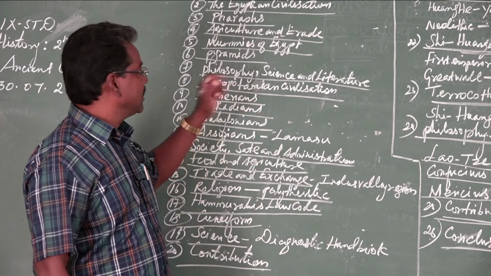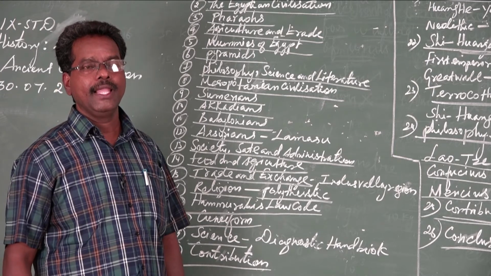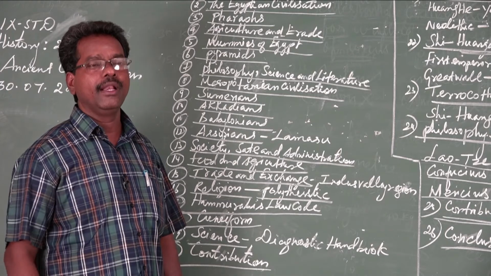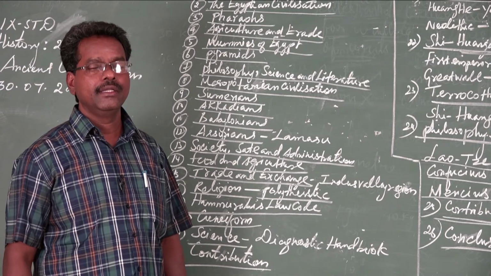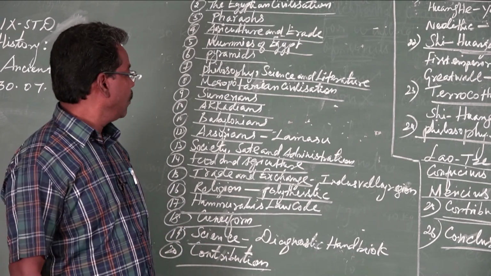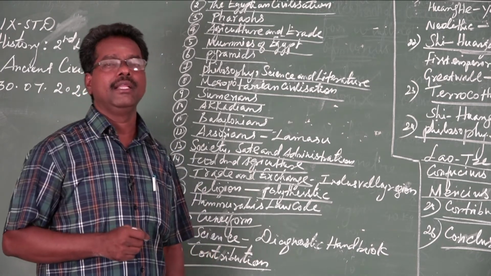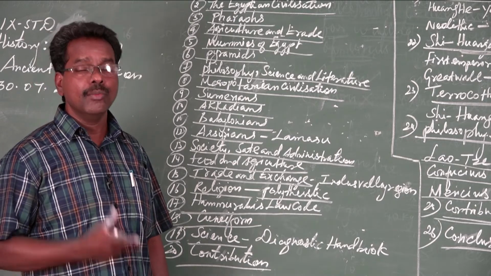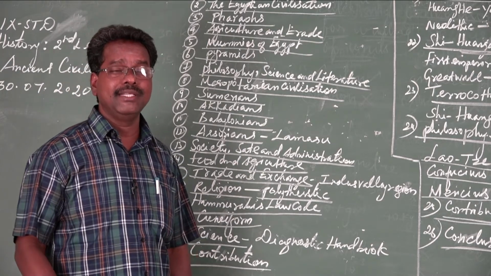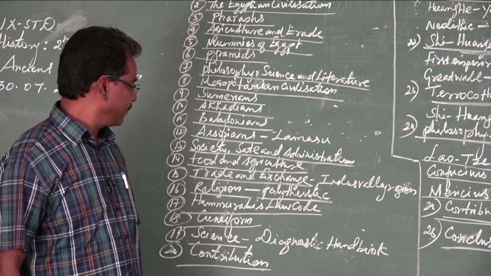Next, Mesopotamian civilization. What is called Mesopotamia? In Greek words, Meso means in between, Potamus means river. Then what is the northern part of Mesopotamia, the southern part of Mesopotamia? What is known as, what about Sumerian civilization, Akkadian civilization, Assyrian civilization, Babylonian civilization? Then society and state and administration of the Mesopotamians, trade and exchange of Mesopotamians.